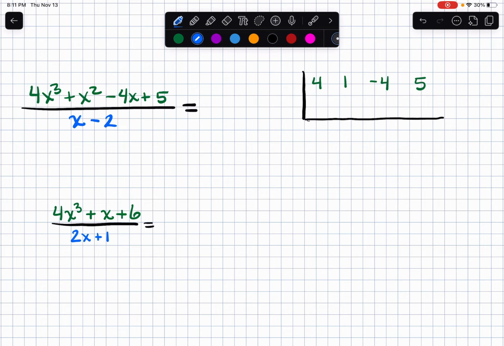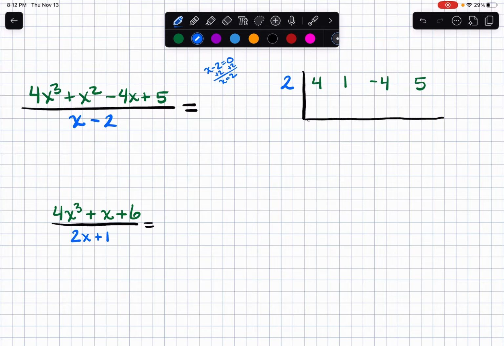And then I'm going to say what value would make my divisor equal to 0? Like if this was a factor, what would be the x-intercept? The value that would make this 0 is if x were equal to 2. So I'm going to take that 2 and put it out front. Notice that's not a negative 2. I'm saying what value makes my divisor 0.